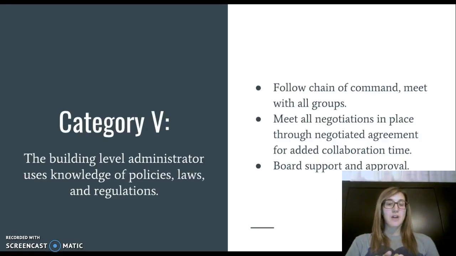How I use knowledge of policies, laws, and regulations. I tried to make sure that I followed the chain of command through every meeting and discussion that was being had, and make sure I meet with everyone so everyone is informed. And through that addition of collaboration time at staff meetings and in services, that I'm meeting all the negotiations that have been set in place through our negotiated agreement. And for the grant proposal and just our overall plan for improvement, that I got board support and approval.